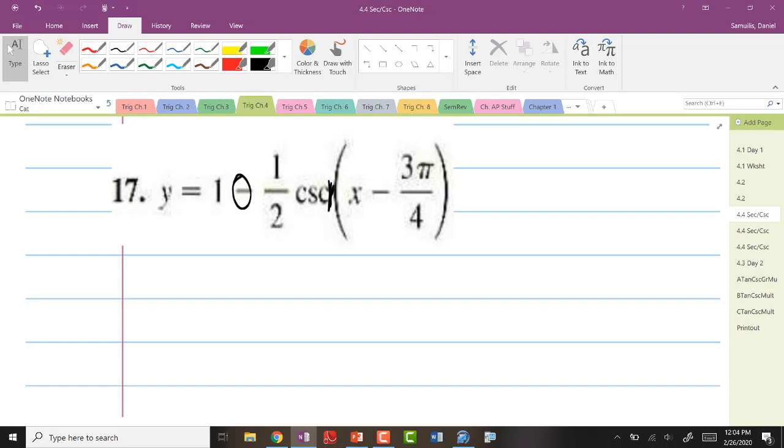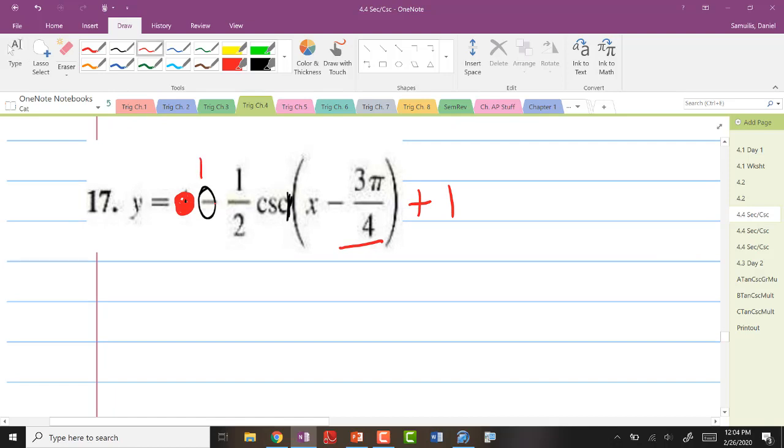All right, remember this 1 minus. This is like saying plus 1. So what does that 1 mean? Vertical shift up. What do we have also? Phase shift.